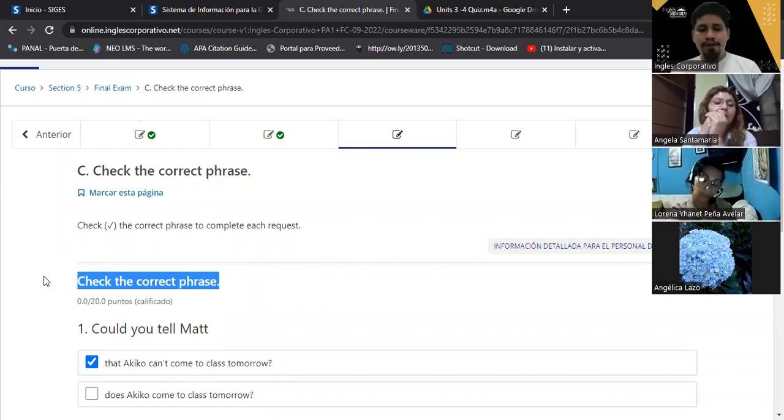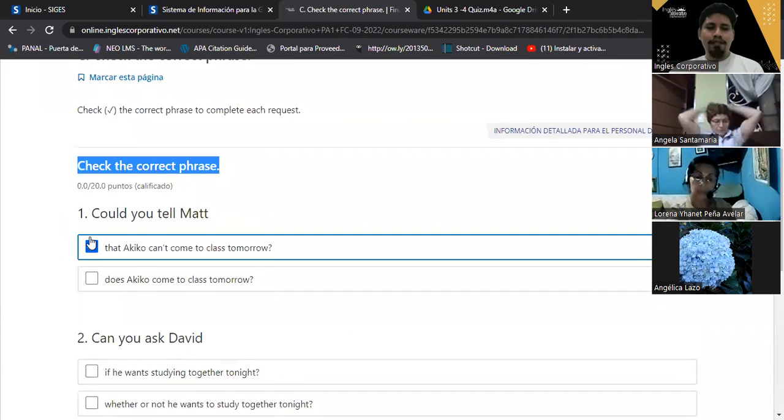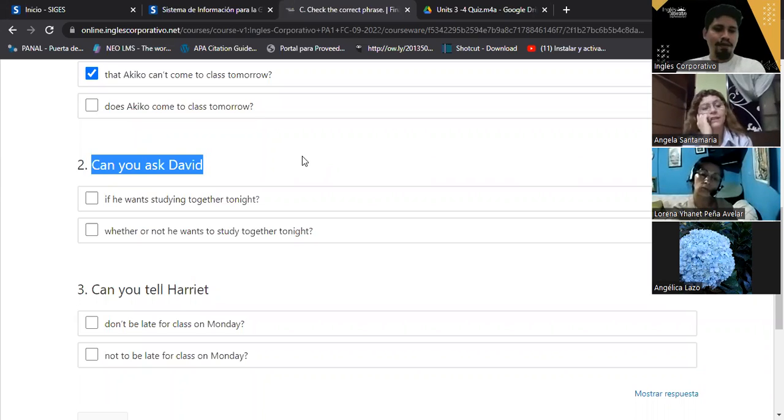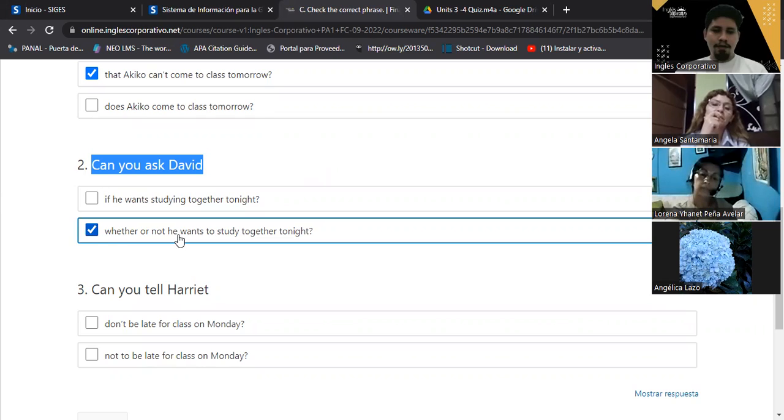So there you have the sentence number one. It says, could you tell Matt that Akiko can't come to class tomorrow? Number two, can you ask David if he wants to study together tonight, or whether or not he wants to study together tonight. What do you think? Whether or not to study together tonight. Okay, let's try. It's going to be whether or not he wants to study together tonight.